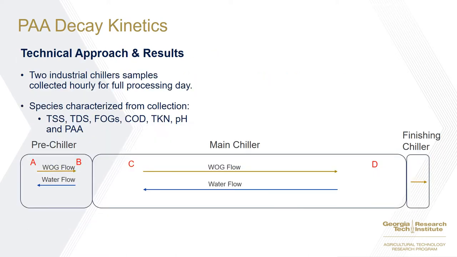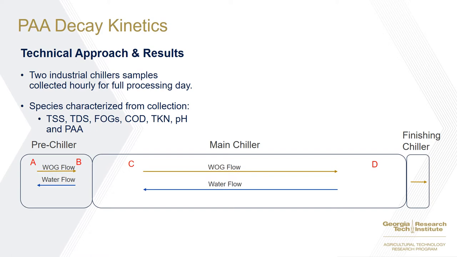For the first part of this project, we visited two of our industrial partners and collected water samples from both the pre and main chiller every hour from before the first wog dropped until the last wog dropped, about 16 hours or so. Shown here is a simple diagram of the chilling process with a pre-chiller, main chiller, and finishing chiller. Marked in red letters A, B, C, and D are the four locations that we collected water samples from. Two from the pre-chiller, where the wogs drop in and where they leave, and two in the main chiller, again, where they enter and leave the chiller.